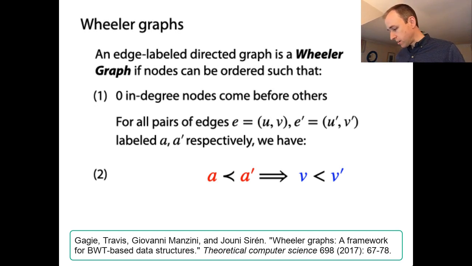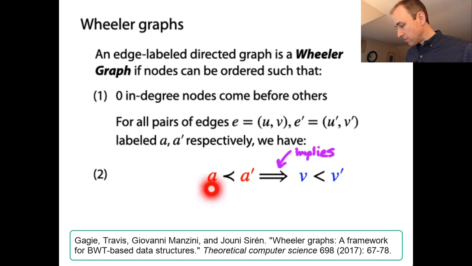We'll talk about this a little bit more in a moment, but this right here is just implies. It's an idea from propositional logic. What that says is that if the label for the edge E is less than the label for the edge E prime, so alphabetically less than, then it has to also be the case that the destination of edge E has a lower order, is earlier in the order, compared to the destination for edge E prime.